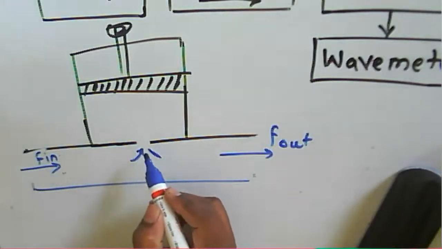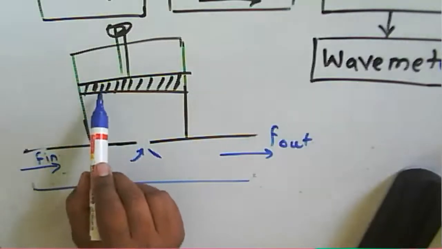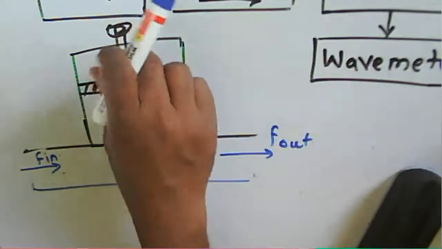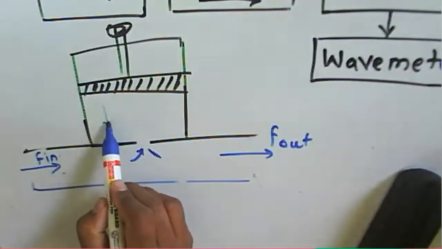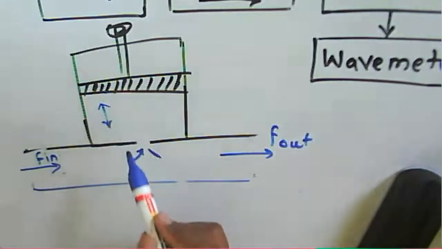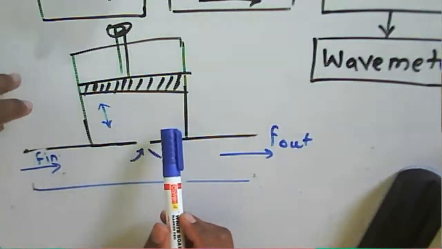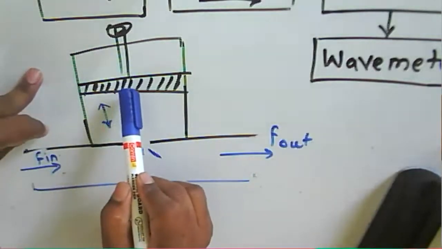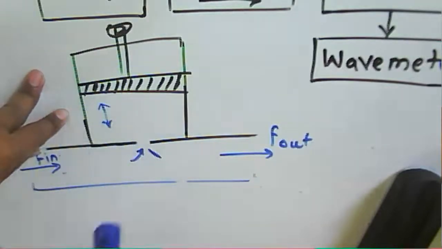Here there is a small opening inside this particular device, and this cavity size can be increased or decreased using this plunger. We rotate this plunger so that it comes down or up. There are two directions of this plunger, up or down, and according to that movement the cavity size will change. If the cavity size changes, then the resonating frequency of the cavity changes.